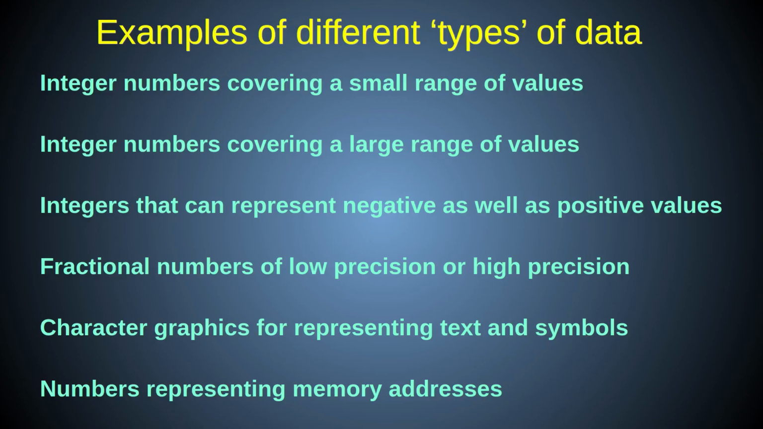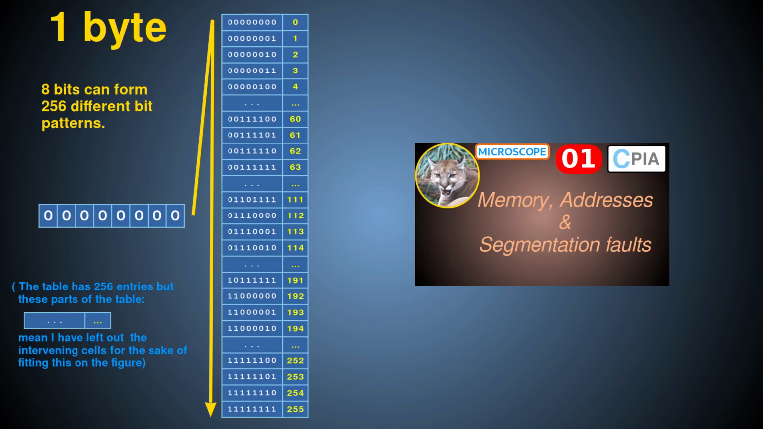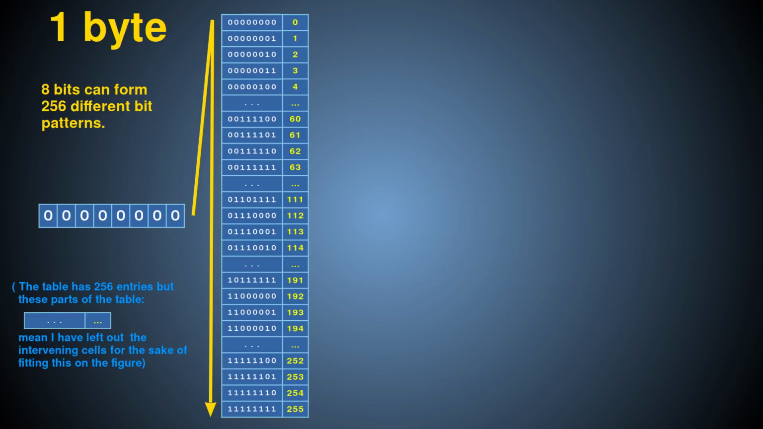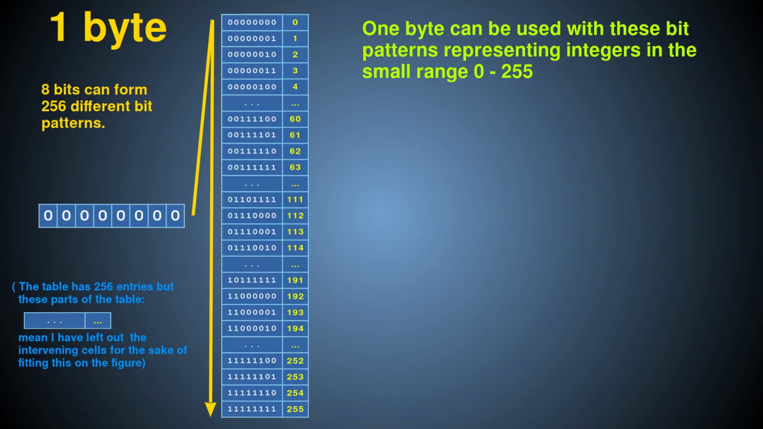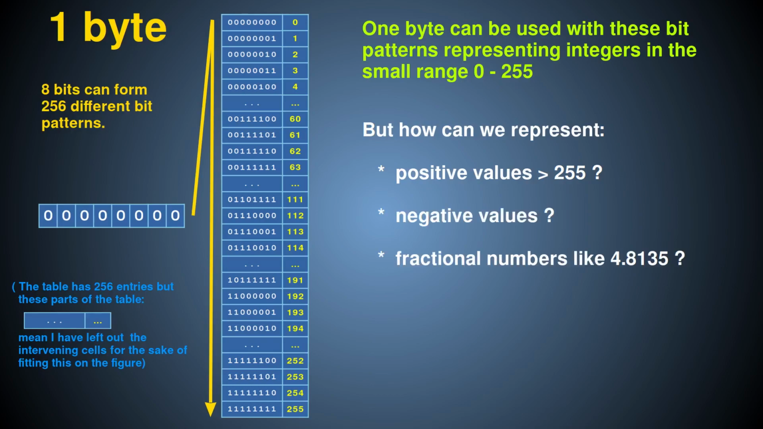Well, the answer to those questions will be determined by the type of data that is to be held in the variable. A small integer might be represented by 1 byte, with the bits arranged according to the usual binary counting format I described in the previous video. Using that standard binary counting format, 1 byte can represent the numbers 0 to 255. But this won't work for positive integers larger than 255, or negative numbers, or numbers with fractional decimal places.